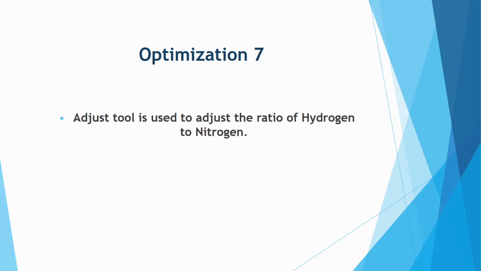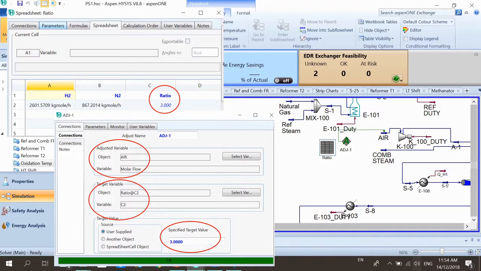To adjust the ratio of hydrogen to nitrogen in the syngas, the Adjust tool is used. The air molar flow rate is the adjusted variable and the target variable is the ratio of hydrogen to nitrogen in the syngas, which is set to a value of 3.